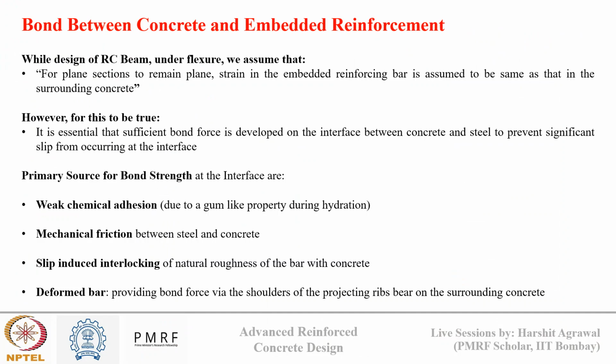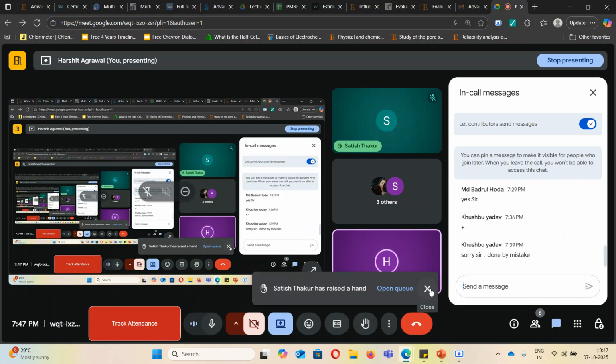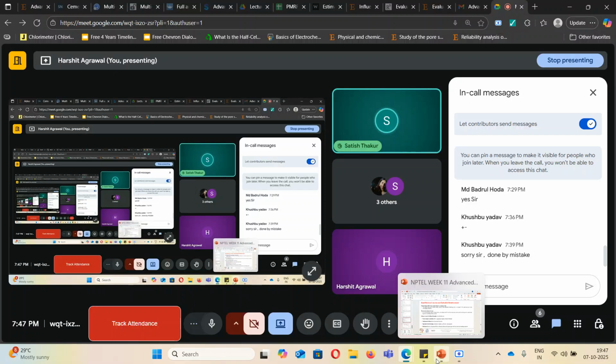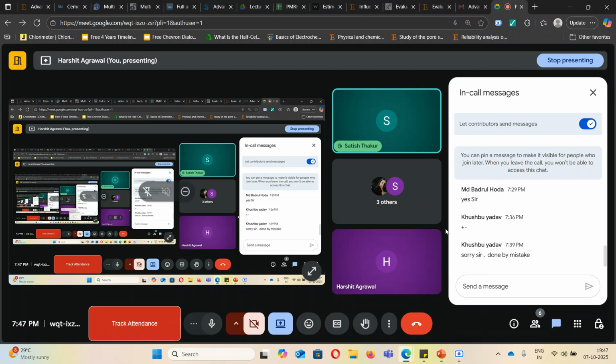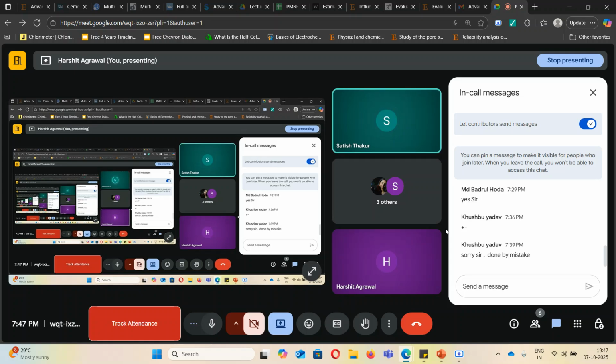Okay, so the last segment was about bond strength between steel and concrete. So if you remember, when we talk about, I guess there's some doubt. Yes, Satish, you can ask. There is a question in the assignment regarding the crack width. Question number 9 of assignment 11. It has not been mentioned where the crack width has to be calculated. The point has not been mentioned.